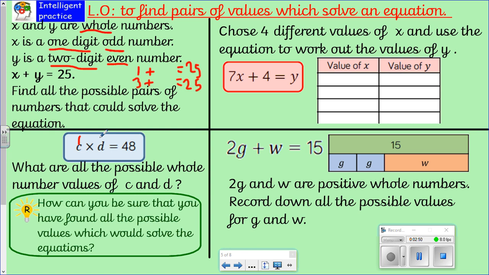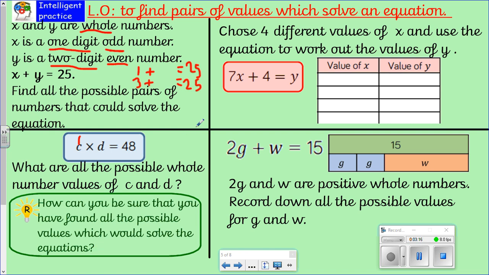So again, just go down the page, write your equation down at the top, so C times D equals 48, and then start with 1. C is 1, what's D got to be to make 48? Just a couple of words here, people, just a little sentence. How can you be sure that you found all the possible values which would solve the equation? I'm looking for one word in particular there that begins with an S.